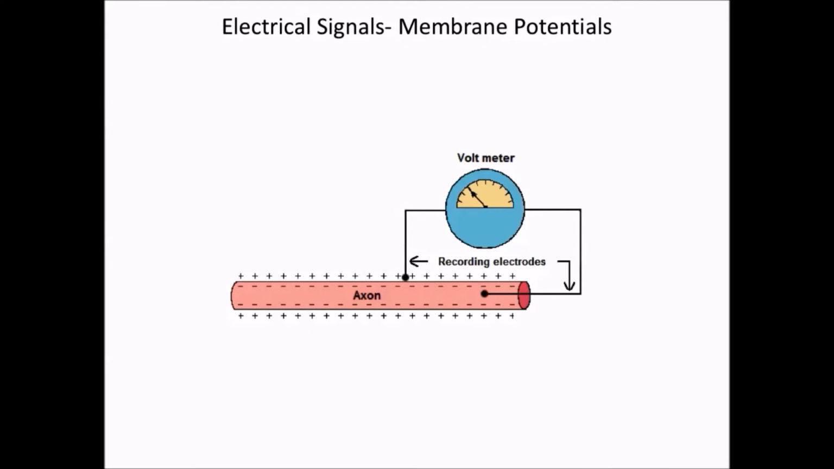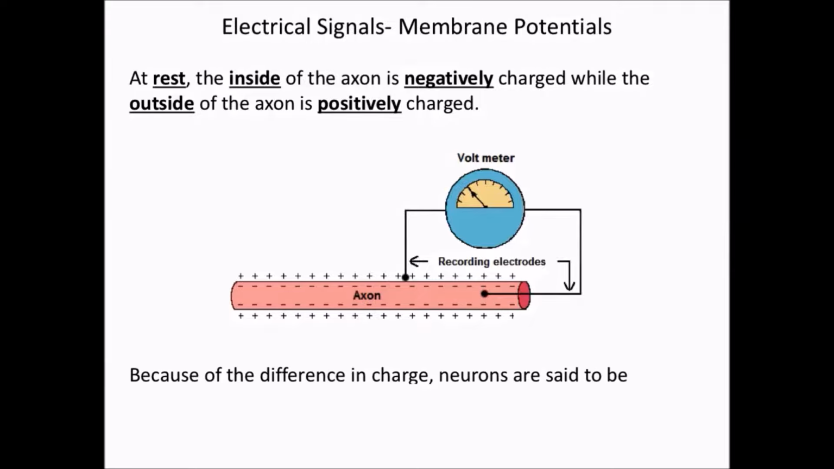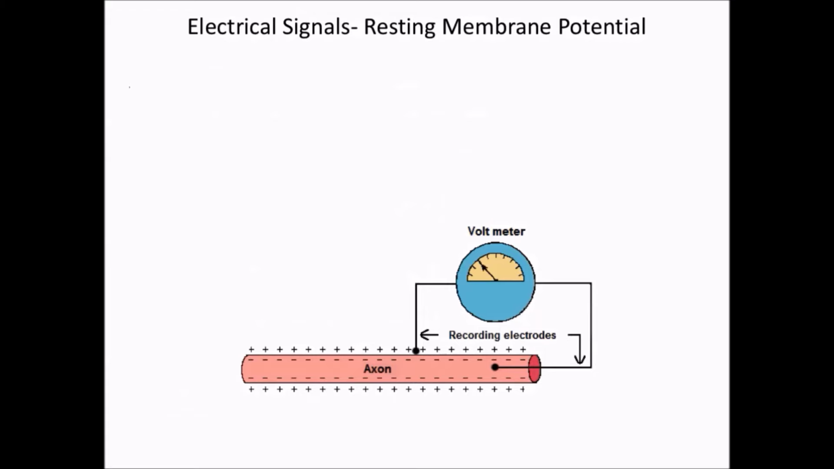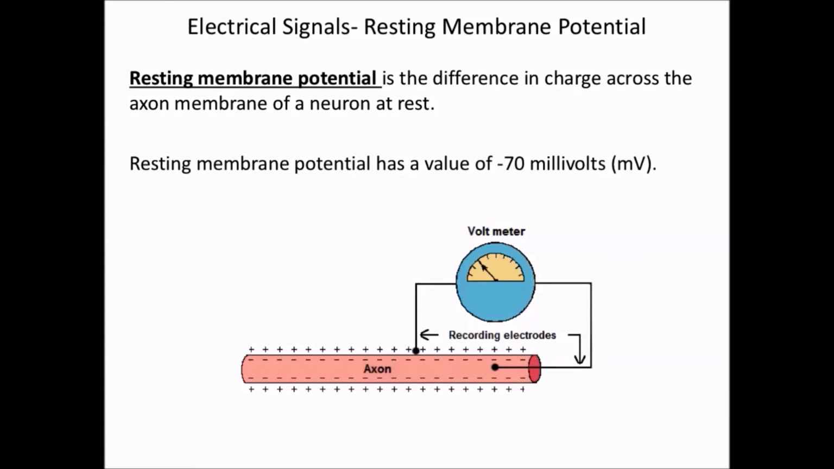At rest, when no ions are moving across the cell membrane, the inside of the axon is negatively charged, while the outside of the axon is positively charged. Because there is a difference in charge across the cell membrane, the neuron is said to be polarized. At rest, the axon has a charge across the membrane called a resting membrane potential. The resting membrane potential of an axon is roughly around -70 millivolts.